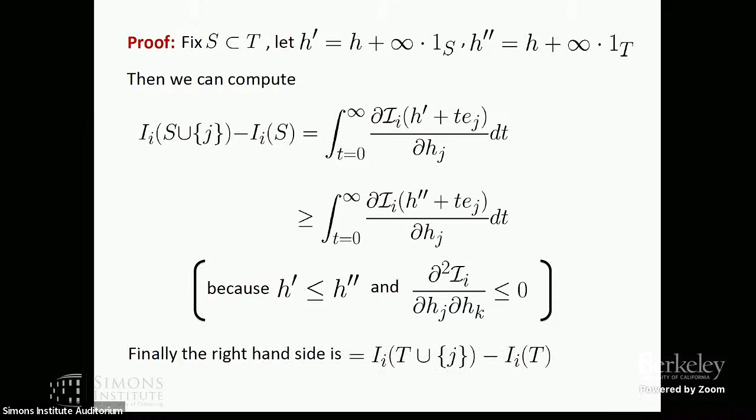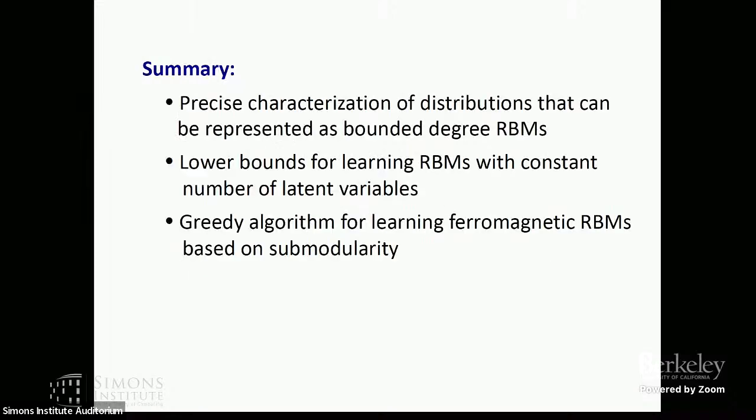But now we're in good shape because the right-hand side is literally the difference between the discrete influence function when I add j into the set T and I leave it out. So this proves exactly this law of diminishing returns that is related to things like the concavity of magnetization. So let me quickly give you a summary, and then I guess it's lunchtime.